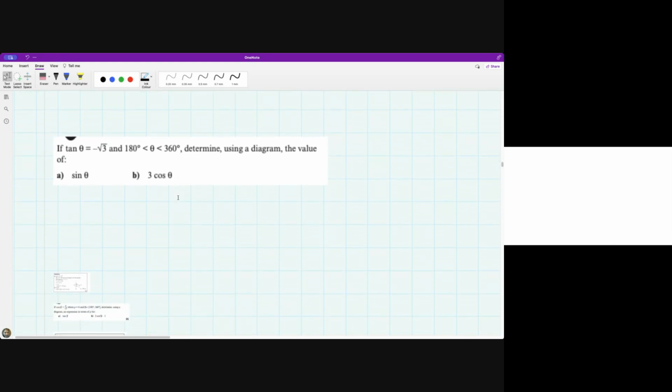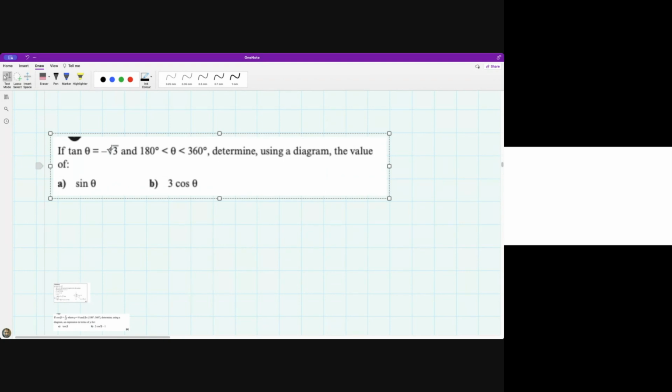question like this. These are also very typical exam questions. Given that the tan of theta is minus root 3 and theta is between 180 and 360, determine using a diagram the value of, and it starts with the sine of theta.